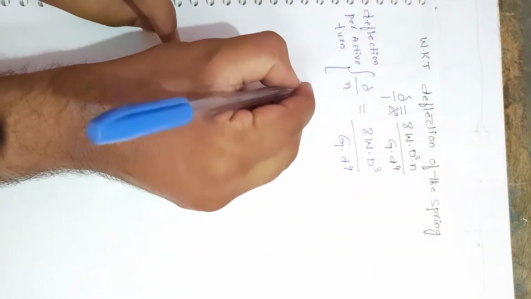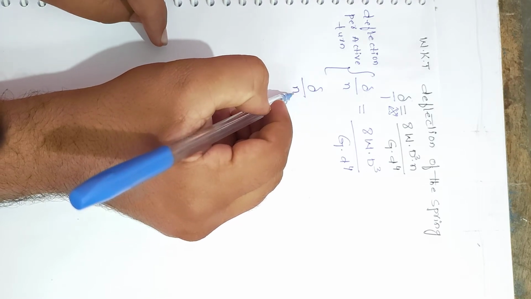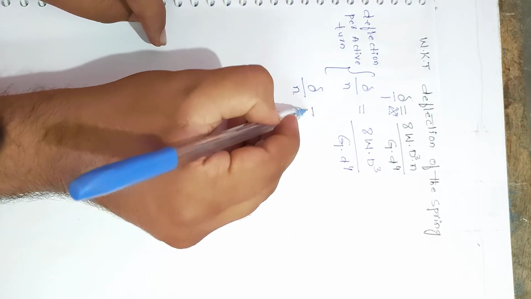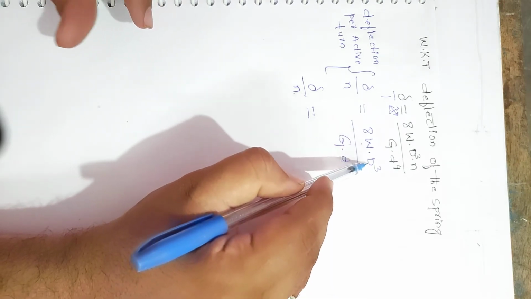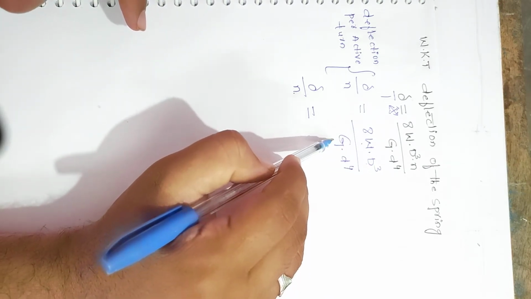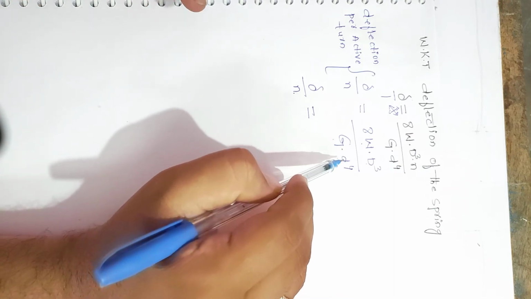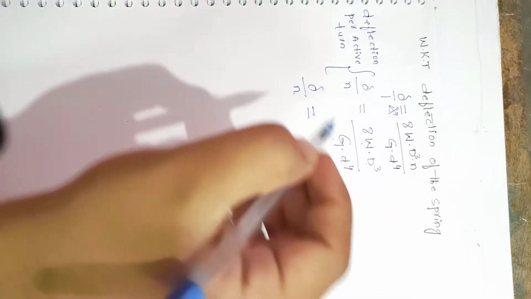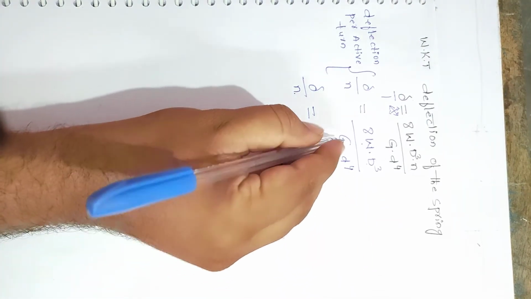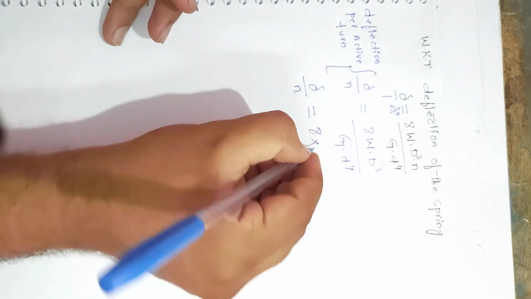Then delta by n, we don't know the value. Delta by n, which we can say is the deflection per active turn, is equal to... we know the value of W, we know the value of D, we know the value of G, as well as the value of small d. If you substitute these values, then you will get the answer. 8 is a constant value. W, just now we got it, how much? 412.7 Newton.